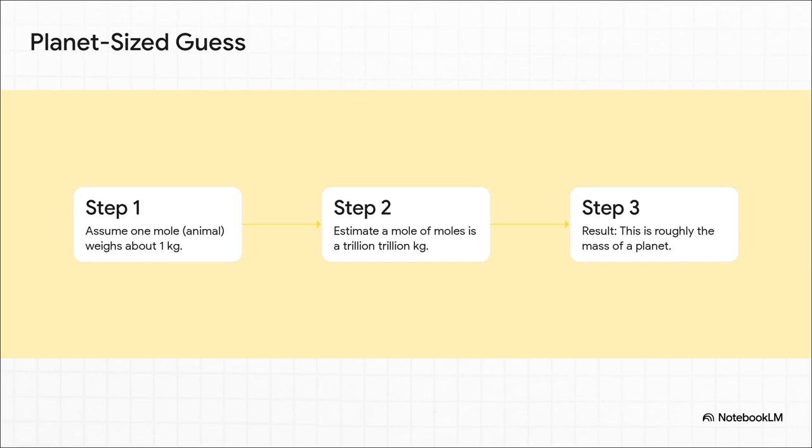Let's say a mole, the animal, weighs about a kilogram, give or take. And that gigantic number, it kind of looks like a trillion times a trillion, right? So maybe a mole of moles is a trillion kilograms. And it just so happens that a trillion kilograms is in the same league as the mass of a planet. So even our wildest guess tells us something huge. We're not just building a hill here, we're building an entire world.